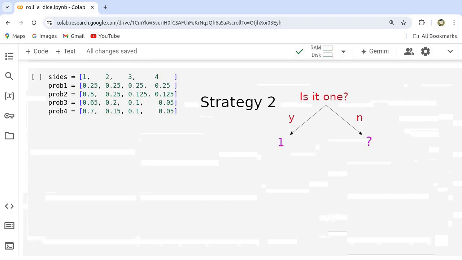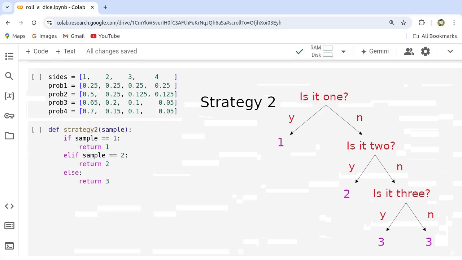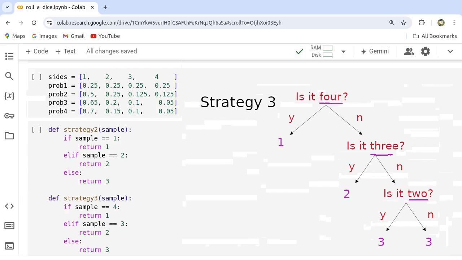In strategy 2, the first question is: is it 1? The second question is: is it 2? The third question is: is it 3? We can define a function to return the number of questions for the answer. Pause the video to check strategy 3.